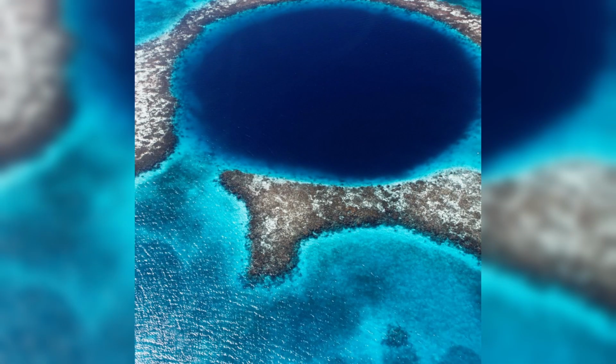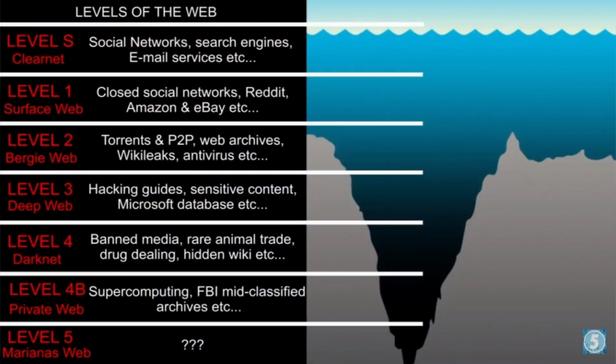And the last term is actually the Marianas web. The name comes from the deepest part of the world's oceans, the Marianas Trench. It is referred to as the deepest part of the internet, the deepest part of the darknet, and it contains secret government and agency data, Area 51 data, and a lot bigger secrets that can't be revealed on the deep web or on the normal web at all.